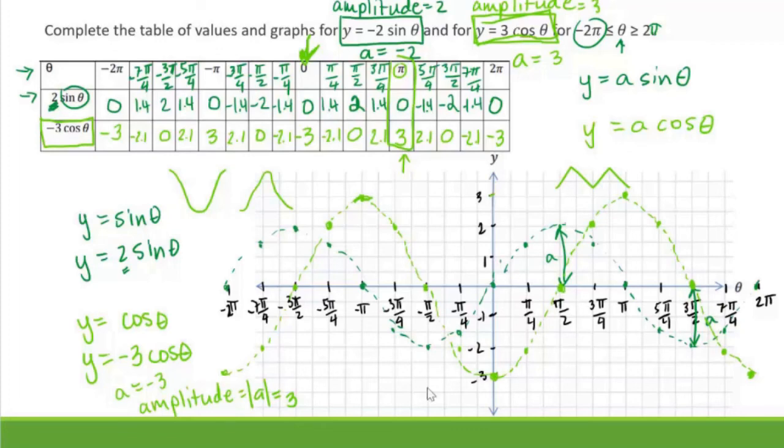We'll get much more comfortable playing with these graphs in the next module. But for now, we're going to be using a table of values and then plotting those points on the graph. But you can start to see that the value of a makes the graph taller or shorter and can also flip it upside down. So the value of a stretches the graph or shrinks the graph in the vertical direction.